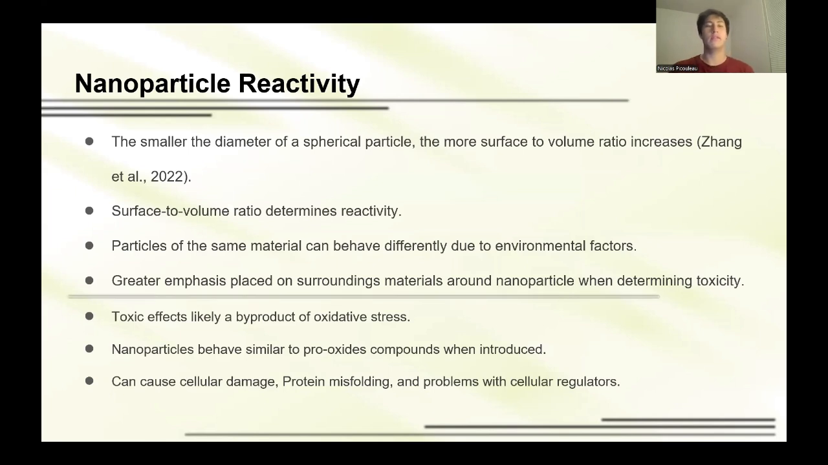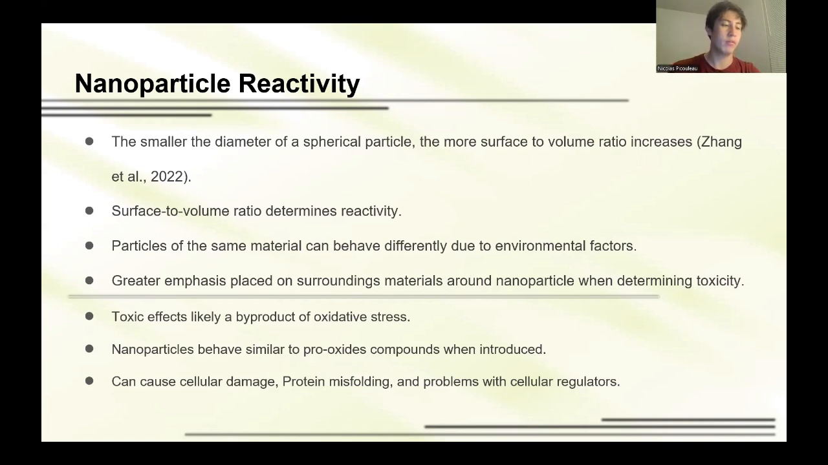So in terms of nanoparticle reactivity, a greater emphasis is placed on the surface material surrounding the nanoparticle rather than the core nanoparticle itself. That's to say that nanoparticle reactivity is derived largely from both the nanoparticle, but also the environmental factors. What the nanoparticle encounters, comes across, will play a massive part in its reactivity.